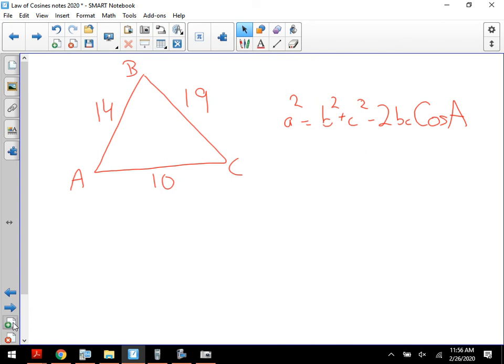Yes, sir. The small letters always go opposite the big letter. So angle A opens up to little a. Does that make sense? Yep. Angle A opens to little a, angle B to little b, and so on and so on.